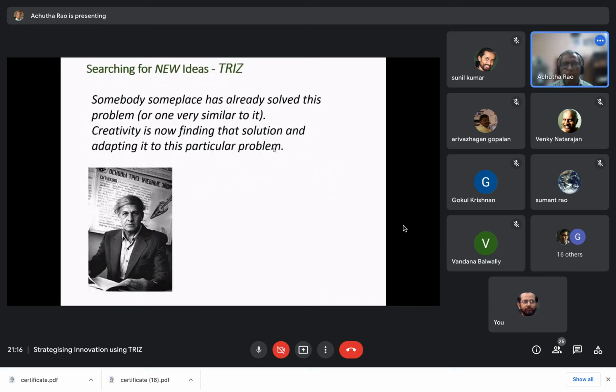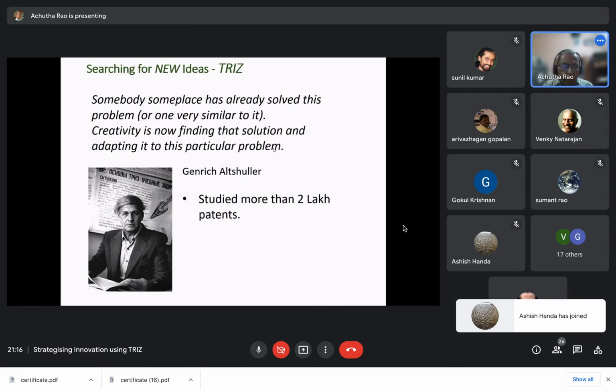So this was the theme. I said somebody someplace already solved this problem, right? And so that means knowledge is available to me across, it is free. Basically, Altshuler is a Russian, and he is a patent analyzer. It's very interesting to read his bio. He had a patent at the age of 15 or something like that. He was even jailed in Siberia. He studied more than 2 lakh patents, probably all belonging to the manufacturing industry during those days, right?